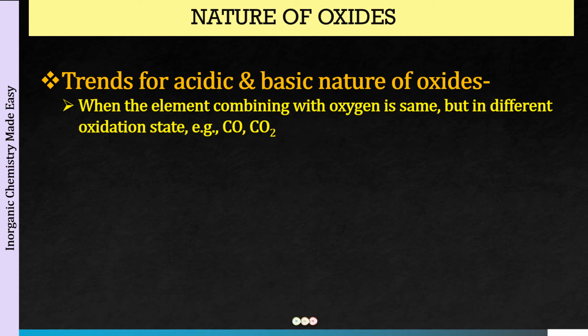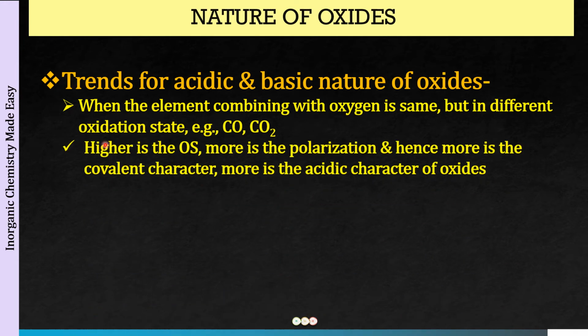Now the next case is when the element combining with oxygen is the same but in a different oxidation state. For example, we have carbon monoxide and carbon dioxide. In both cases, the element is the same, that is carbon. Now which one is going to be more acidic, and which one more basic? For this, what you have to remember is that the higher the oxidation state, the more the polarization, and the more the covalent character.